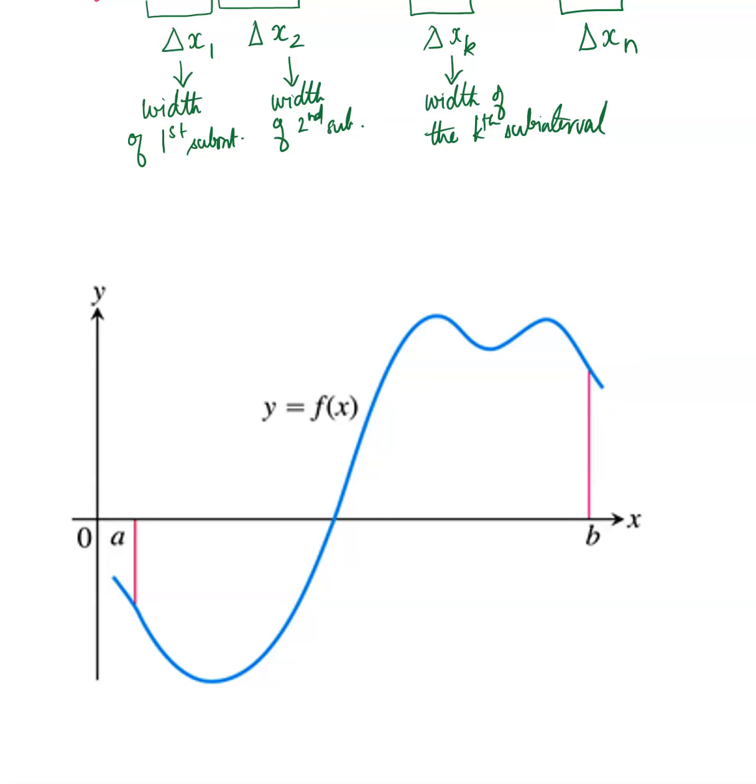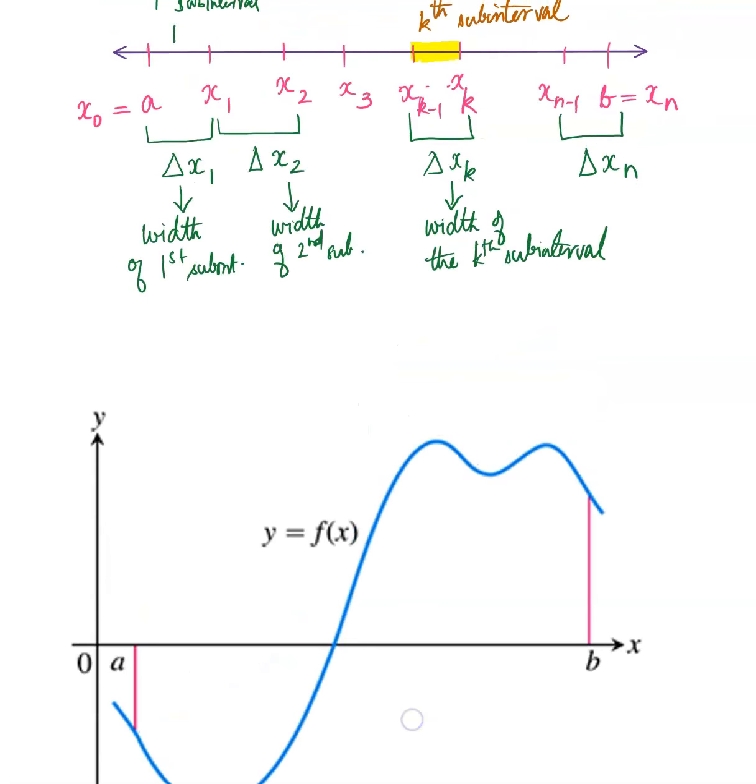Assume that this was the graph, and you were asked to find the area under the curve up to the x-axis. If we mimic what we had up there, this will be x0, and then this will be x1, x2, x3, and so on. Let's say this was xk, this will be xn, and the one before that will be xn minus 1, one before this will be xk minus 1, and so on.